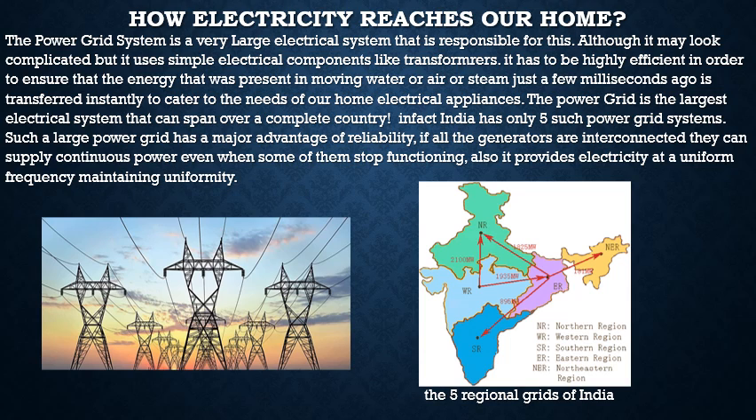In fact, the power grid system is the largest electrical system in the world that can span over a complete country. In fact, India has only 5 such power grid systems, which are shown in this map. The main advantage of large power grids is reliability. They can supply power even when some of the generators stop functioning because all the generators are interconnected.